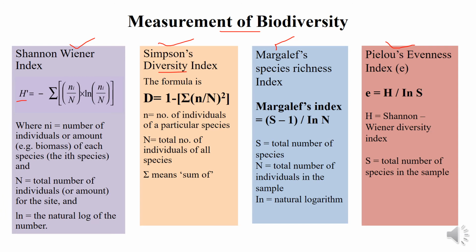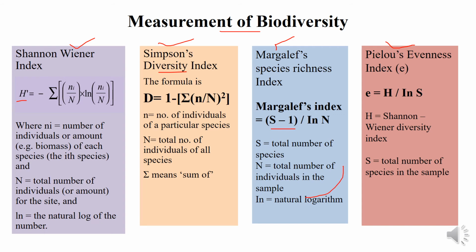The Simpson diversity index, D, is equal to 1 minus the sum of n into n minus 1 divided by N into N minus 1. Here n is the number of individuals of a particular species, and N is the total number of individuals of all species. Then the Margalef richness index shows how rich a habitat is in species diversity. Richness is S minus 1 divided by ln of N, where S is the total number of species and N is the total number of individuals in the sample.